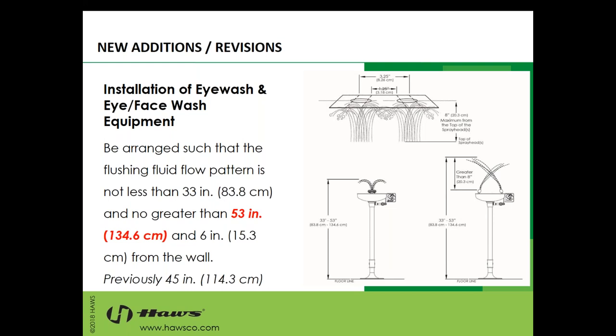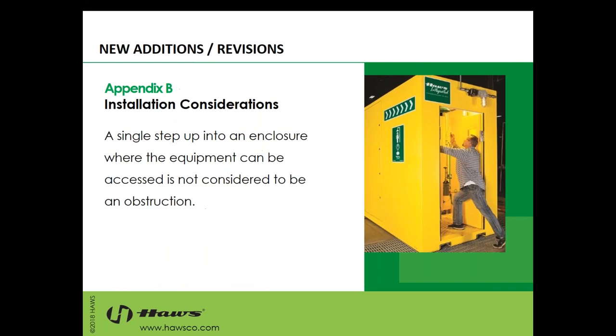The measurement was previously 45 inches, but that was from the floor to the top of the eye wash or eye face wash head, which allowed for the spray pattern to be whatever anybody wanted it to be, which is where injurious flow really came from. There was nobody monitoring that. But now we have a max of 53 inches preventing that injurious flow. This is a really important part of the standard and any inclusion here.